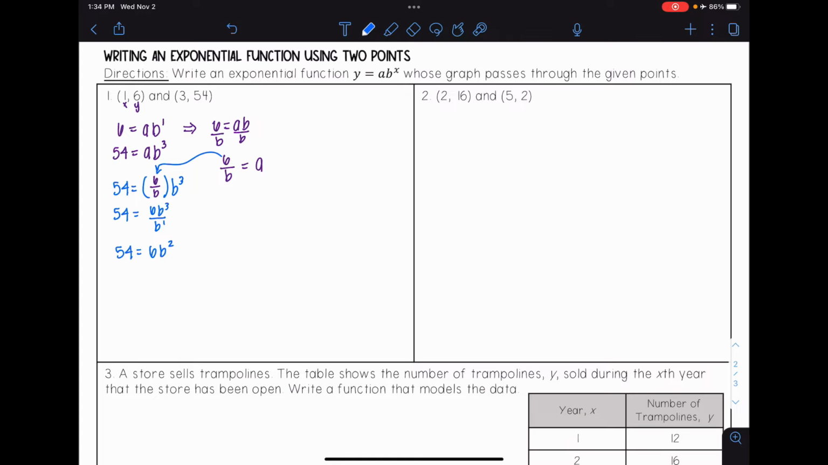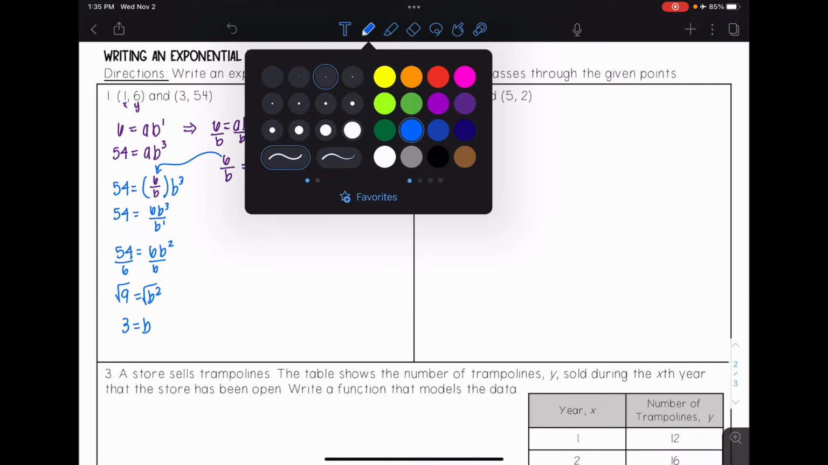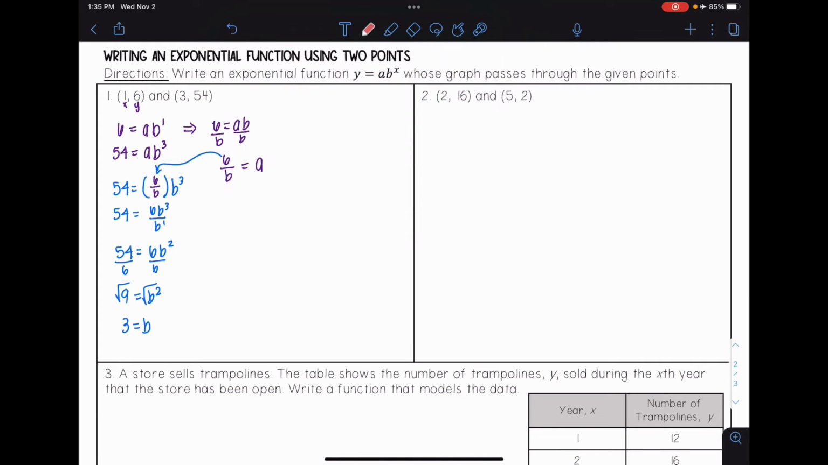Then I can divide both sides by 6, and I get 9 is equal to b squared. Then take the square root of both sides, and I get that b is equal to 3. So I have my b value for my function. Now I need to figure out what my a is. I know that a is equal to 6 over b, so a is equal to 6 over 3, which we just found b to be. So that means that a is equal to 2.